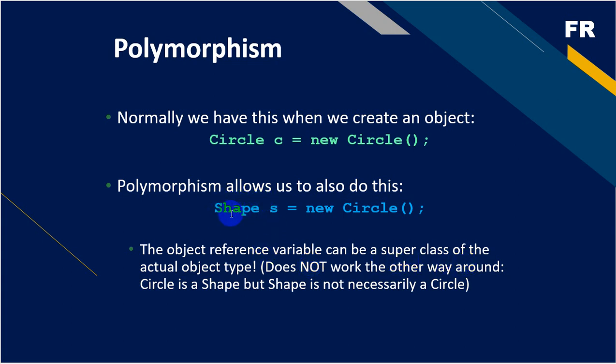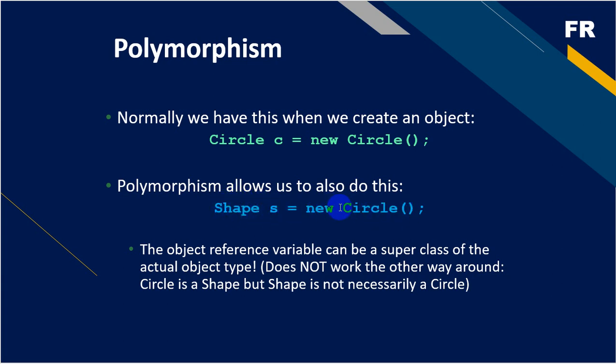As I already told, this is the object that is referring to the superclass, or the parent class, of the actual object, and it does not work the other way around. Circle is a shape, but shape is not necessarily a circle. So the inverse is not possible. That means you cannot store the object of a parent class in a child class object.